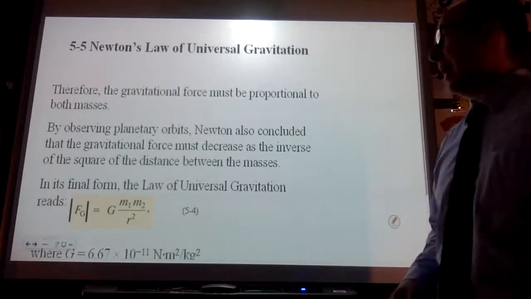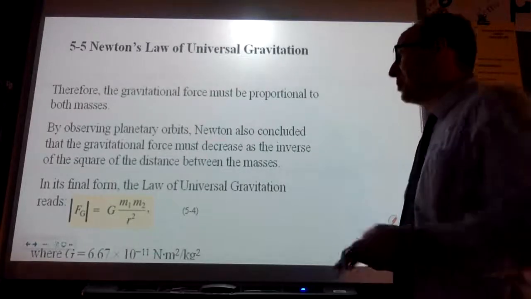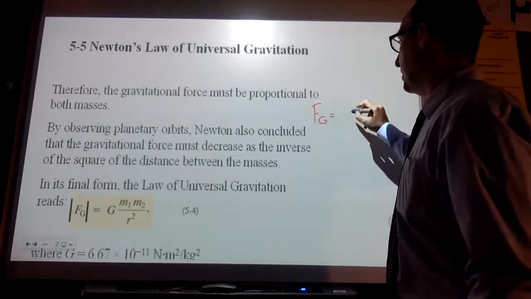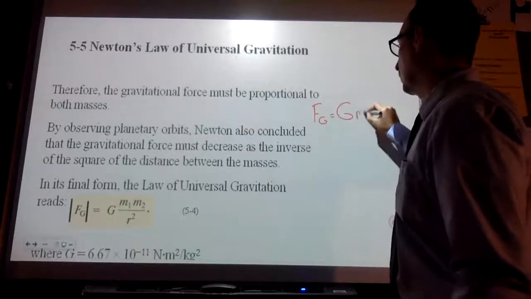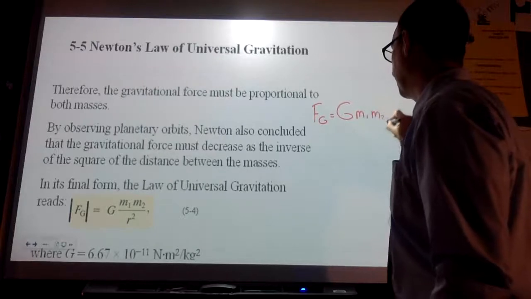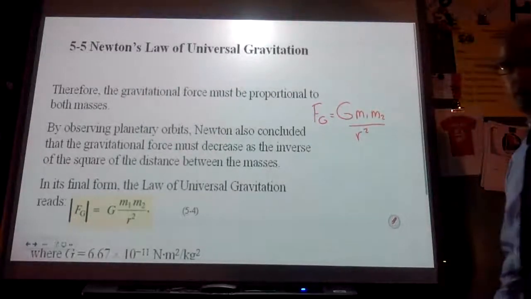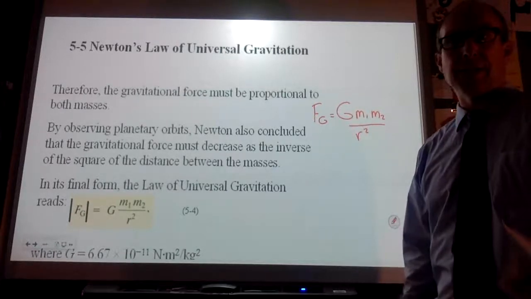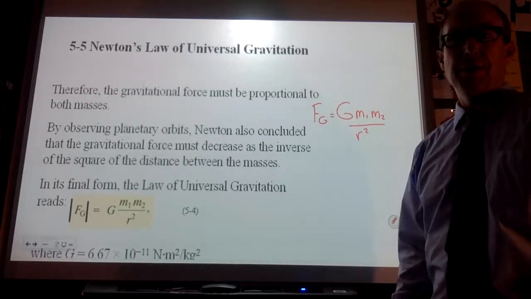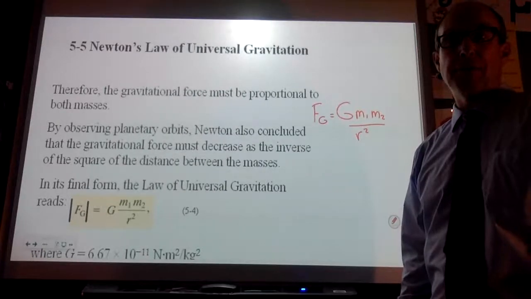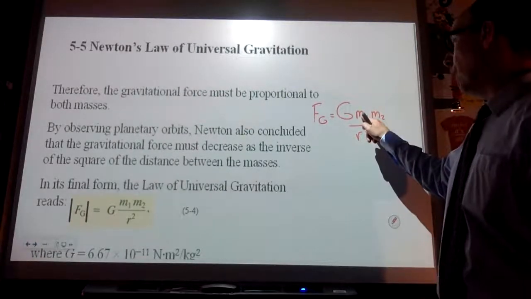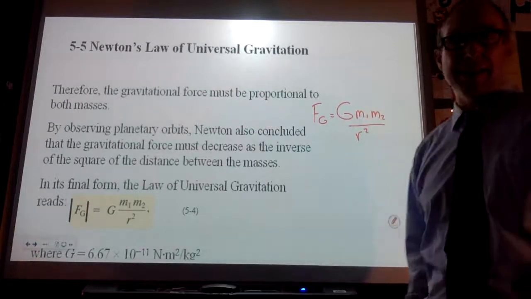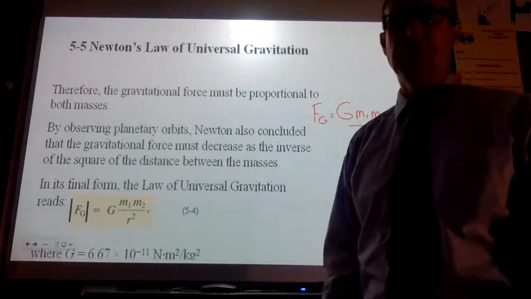So Newton's universal law of gravitation is given as F with a big G is equal to G M1 M2 over R squared. G is a universal constant. It's 6.67 times 10 to the negative 11th meters squared divided by kilogram squared. M1 is going to be the mass of one object, M2 is the mass of the other, and R is the distance between their centers.